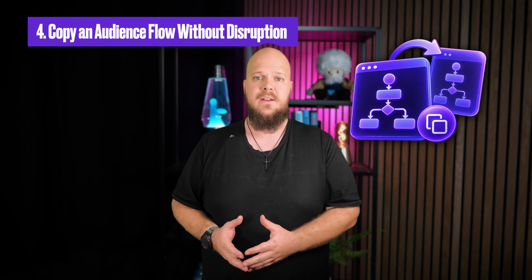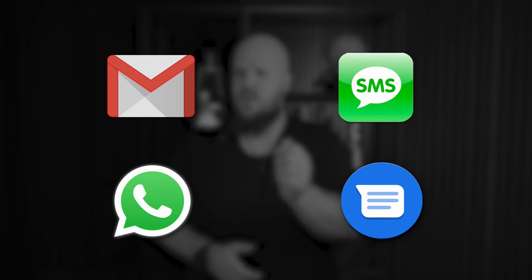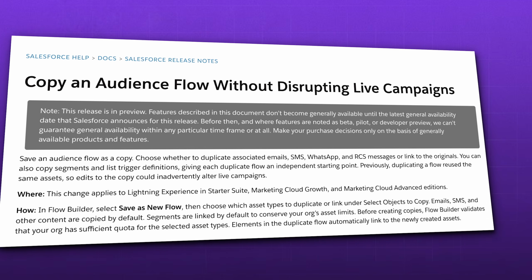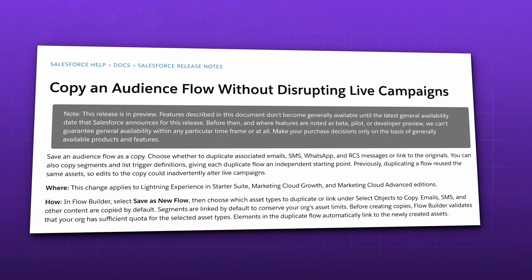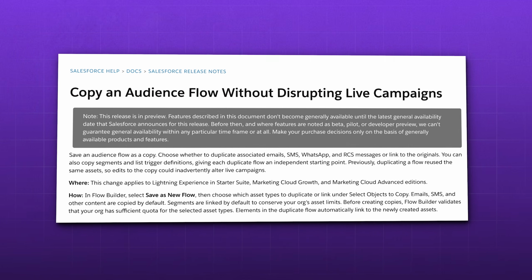Still in Marketing Cloud, you can now copy an audience flow and choose whether to copy the emails, SMS, WhatsApp, and RCS messages, or just link to the originals. You can copy the segments and list trigger definitions too, so each copy has its own starting point. This is a big deal. Cloning an audience flow used to reference the original assets and could affect live campaigns. Now, you've got full control over how the flow is copied.